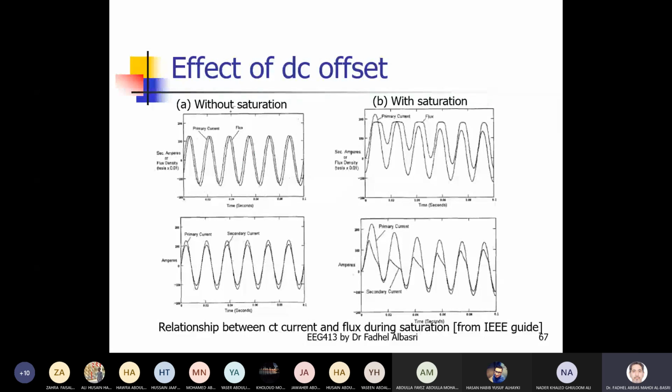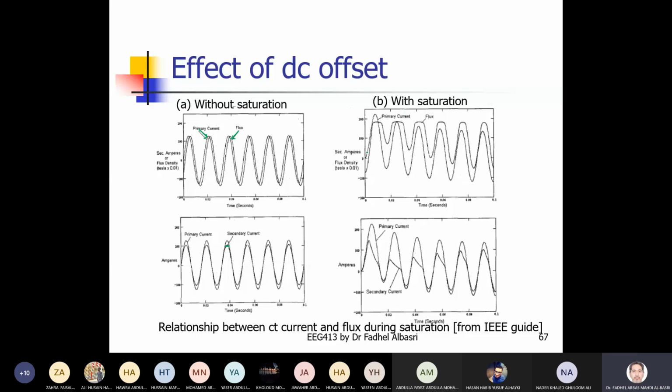Now, suppose we have no saturation. Without CT saturation, these are two curves. One of them represents the primary current, the other represents the flux. For no saturation, both the flux and the currents are sinusoidal. As a result, the secondary current also looks sinusoidal. This is the secondary current, which is the lower value, and this is the primary current referred to the secondary as an ideal. The difference between them represents the error.